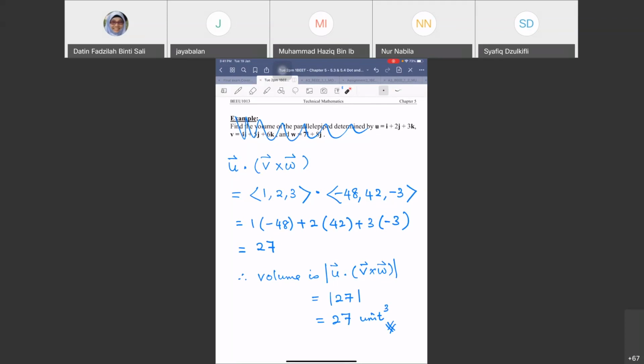All right. Okay. Any question for today's lesson? Any question for this cross product? Any question for cross product? I hope everybody understood this. All right.